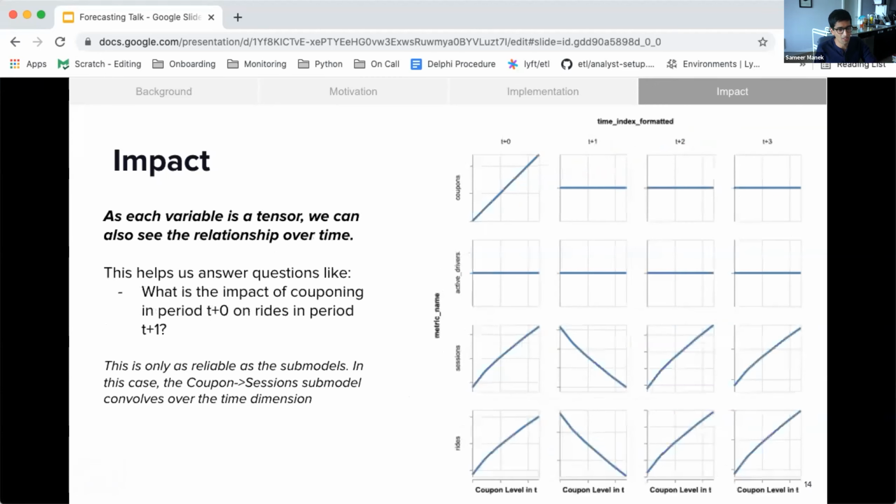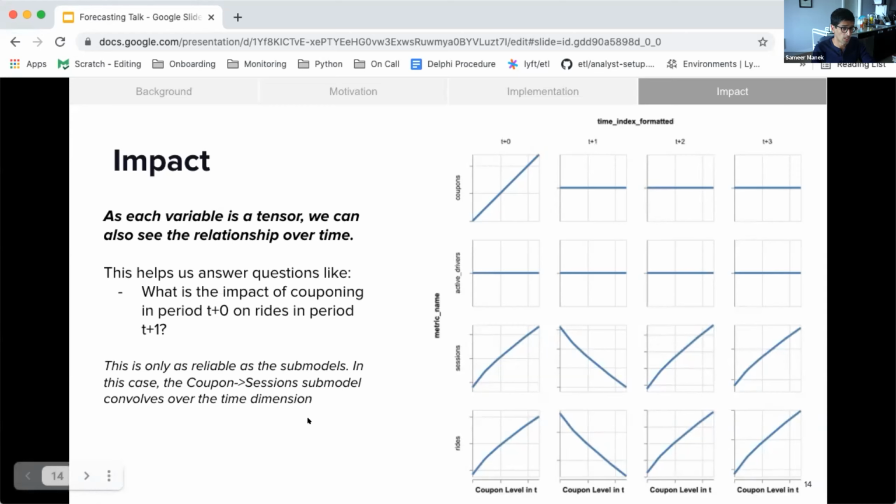And then just emphasizing why we chose to express each node as a tensor, why we chose to include time as one of the dimensions in each node, so that we can answer questions about the variable relationships over time. In this instance, we can look at the coupon level in period t, which is on the x-axis, against all of the outcomes in period t plus 0, t plus 1, t plus 2, t plus 3, and so on.